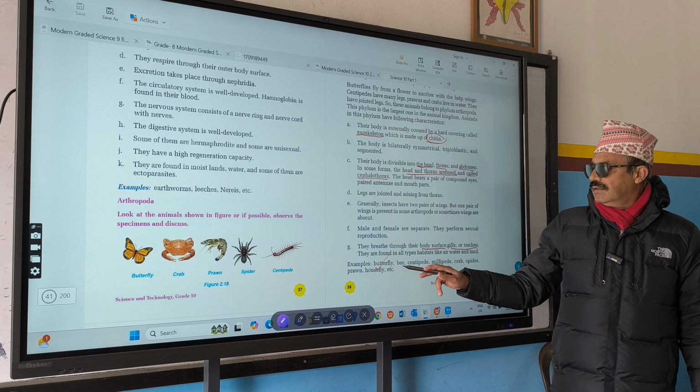Number 2, what is the question? Why are cycads kept in gymnosperms? Which one is correct? Second one? Bears flowers, leaves are needle-like. Okay?